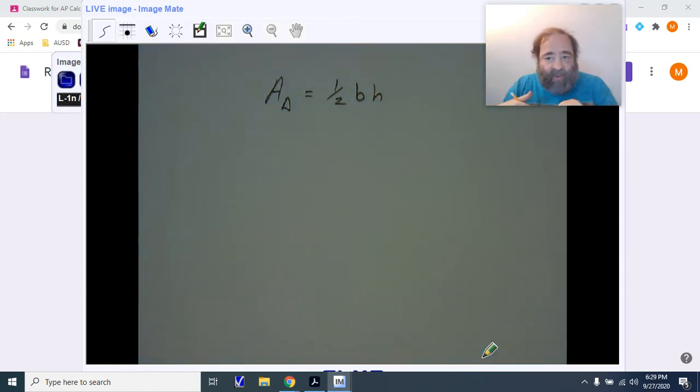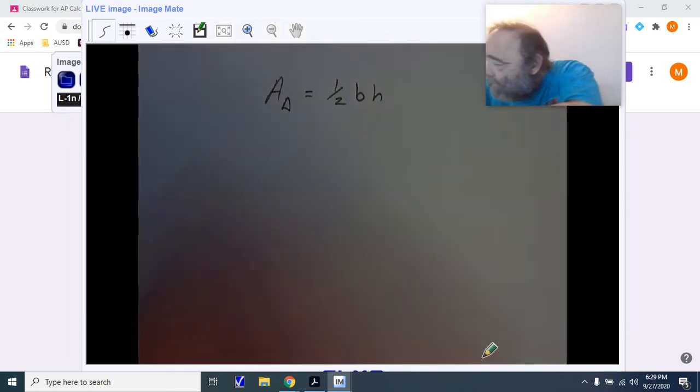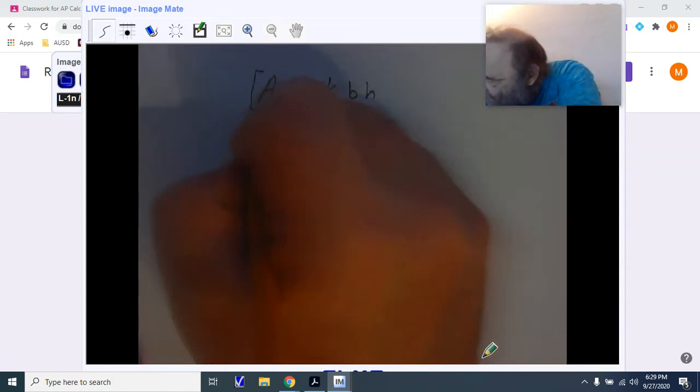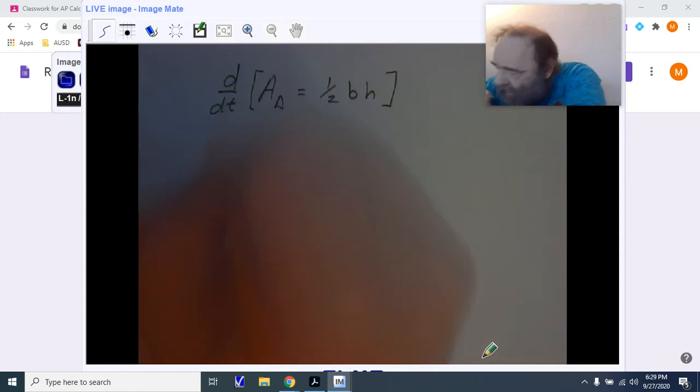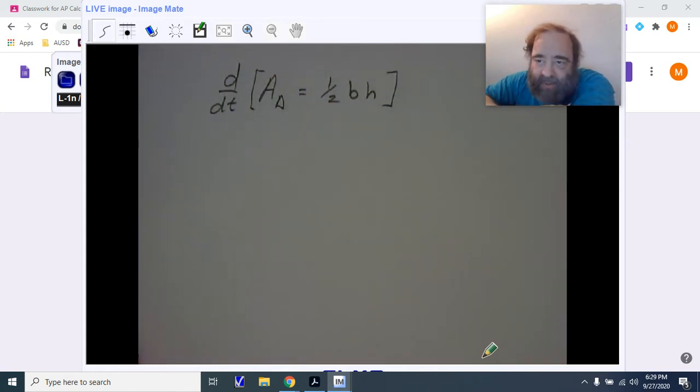But what happens if I want to find the change in area based upon the change in height? So what we're talking about is a change in area in terms of time. And that's what a related rate is going to mostly be dealing with. Over time, how are things changing?